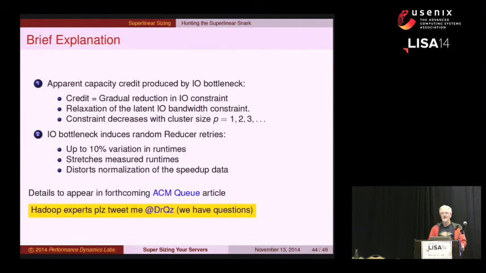Just one other thing I thought of as I was putting these slides together this afternoon. If there's any Hadoop experts in the audience, please tweet me up because we have some questions and you might be able to help us out. And of course, we'll have to give you credit in the upcoming ACM article.